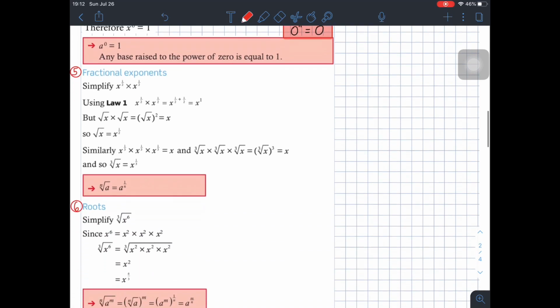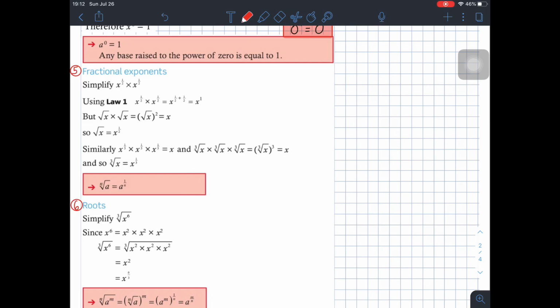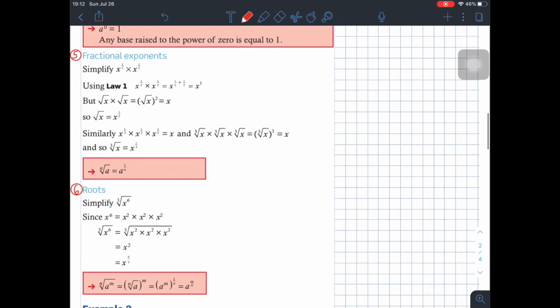Rule number 5, fractional exponents. Example, simplify x to the power of 1/2 times x to the power of 1/2. So if we use the first law, we can add the exponents. So this is x to the power of 1/2 plus 1/2, which is 1/2 plus 1/2 is 1, right? So this is x to the power of 1.